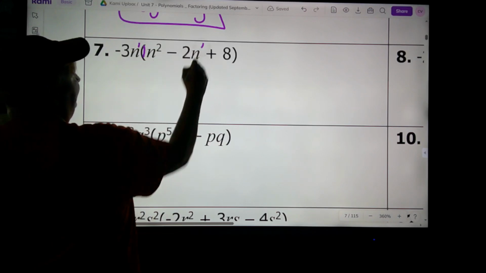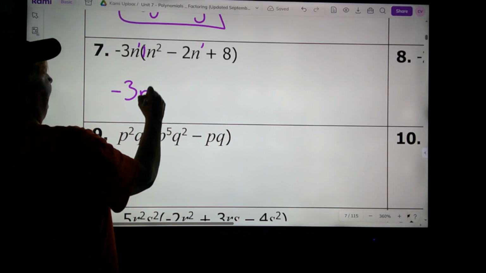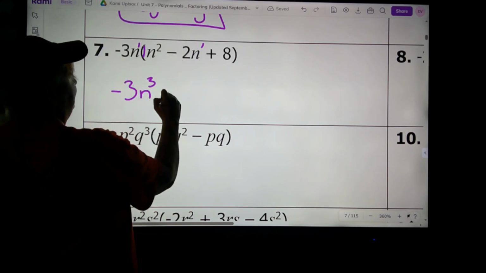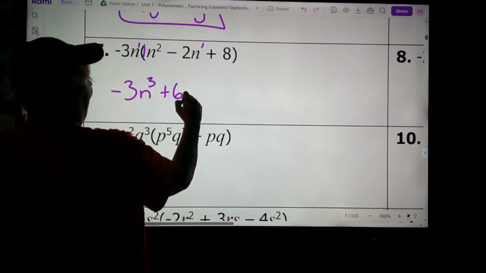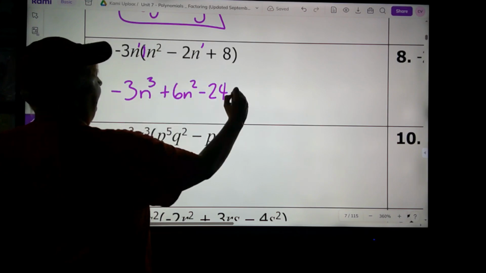Let's put all of our invisible ones. So -3, n to the third, +6, n to the second, -24, n.